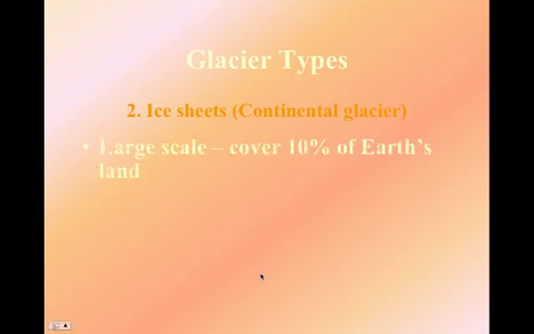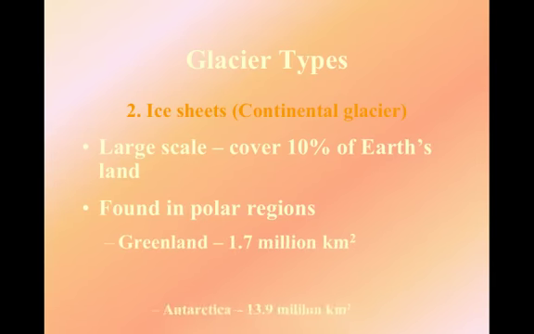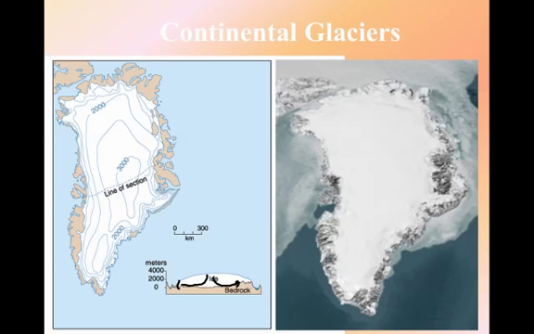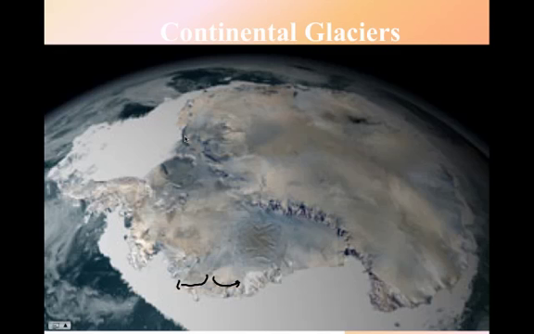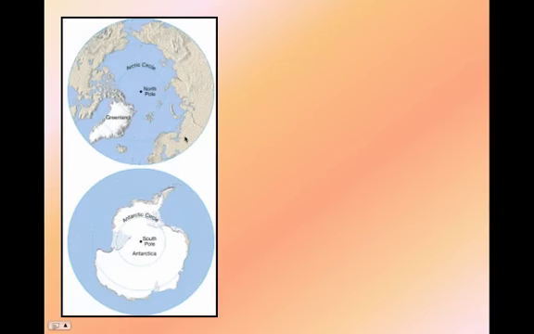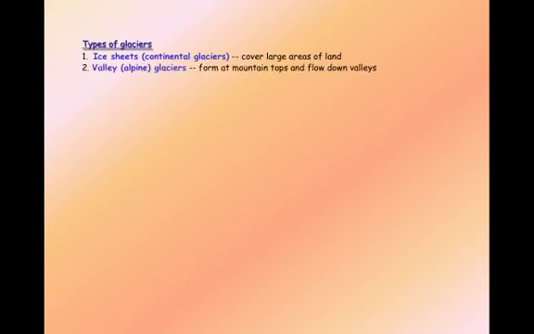The second kind of glacier is called a continental glacier, and it covers quite a bit of the land, and that's found in our polar regions, Greenland, and of course Antarctica. So here are two examples of continental glaciers, and as you can see, they cover up the land. There's Greenland, and there's Antarctica taken from the bottom of the earth. So once again, ice sheets, continental glaciers, and valley glaciers.